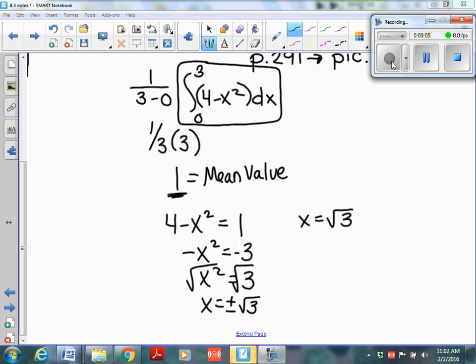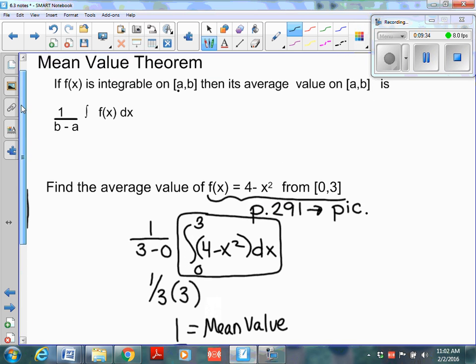If you look at that picture on page 291, you're going to see this little magical number, x equals the square root of 3, in the picture. And you're going to notice that exactly at the square root of 3, the top and the bottom areas are equal to each other, and that's why this is so important. Again, I'm going to do another one on the next couple of templates later, so you'll understand how to do the mean value.